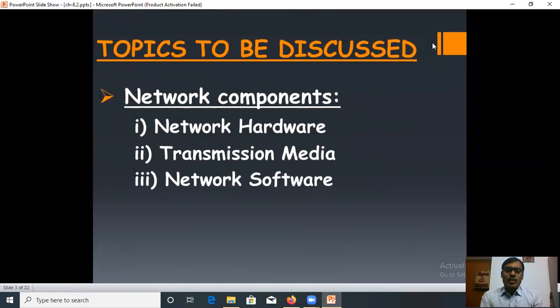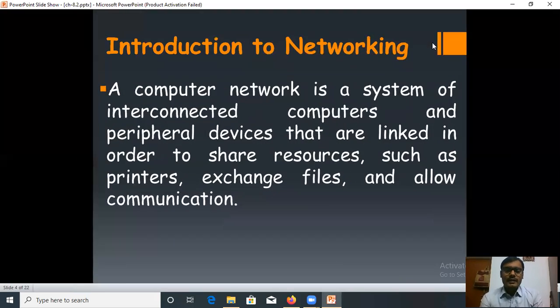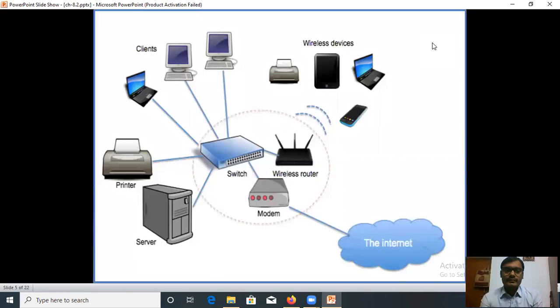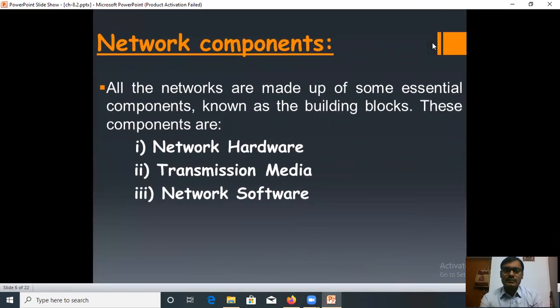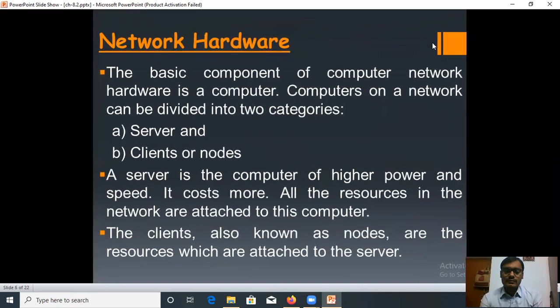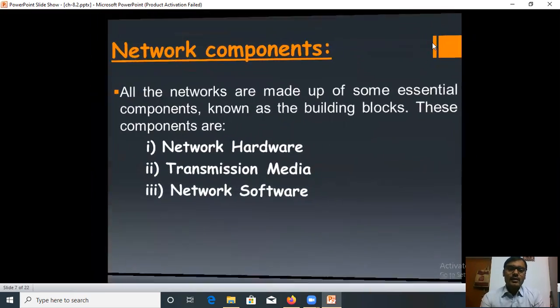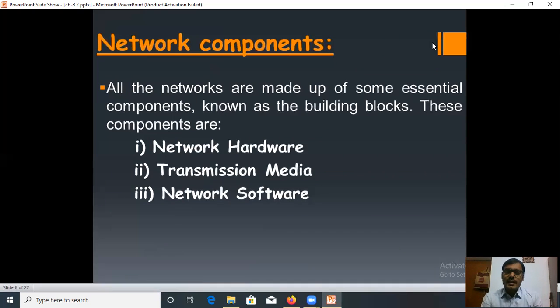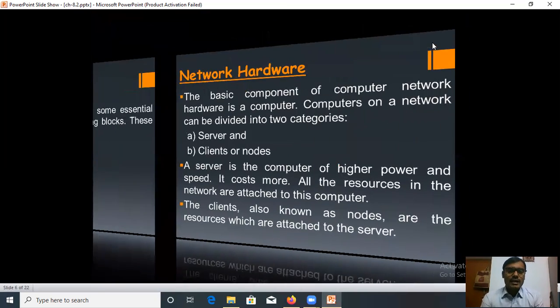So today we will discuss network components. First one, network hardware. Second is transmission media, and third one is network software. So coming to the first one, network hardware. You can see all the networks are made up of some essential components known as building blocks, and these components are as given below. Now coming to the first one, network hardware.